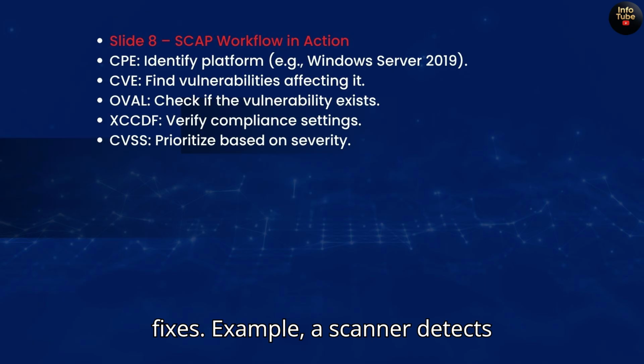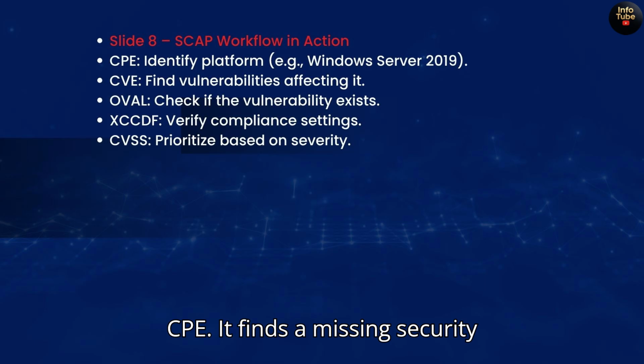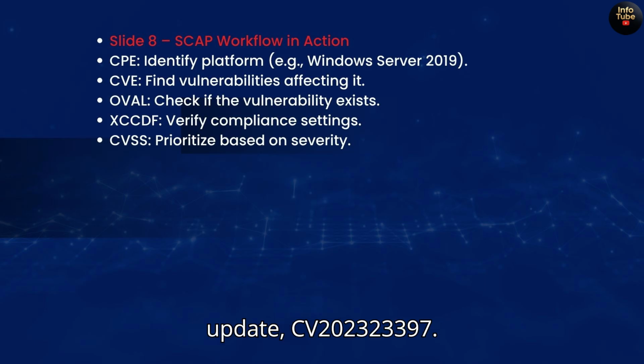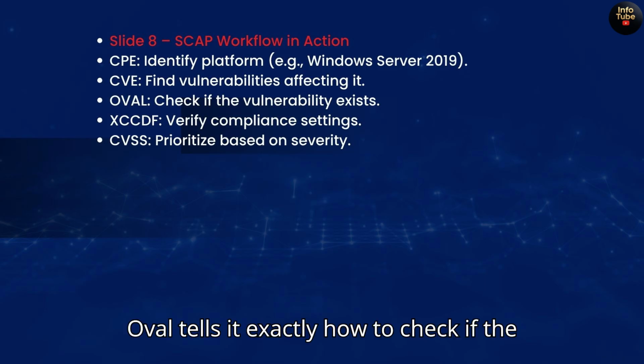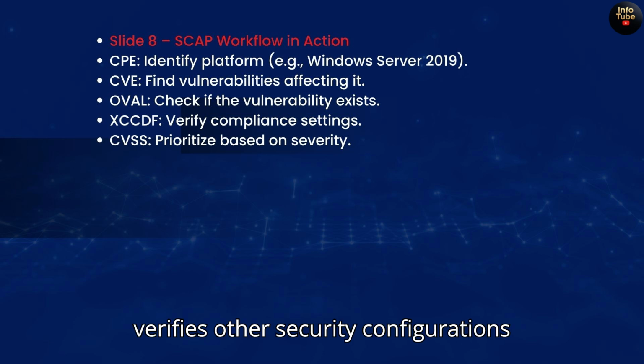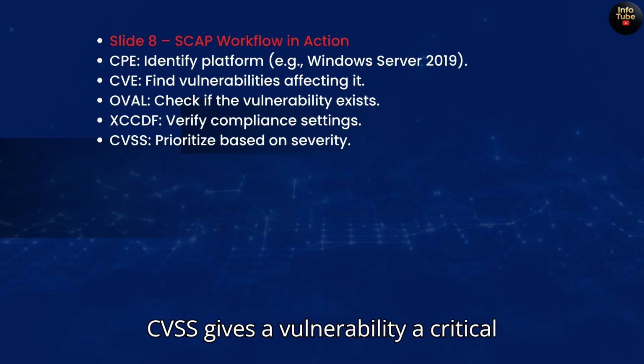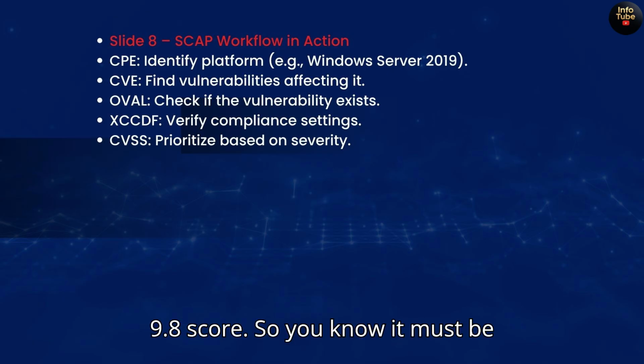Example, a scanner detects you're running Windows Server 2019 via CPE. It finds a missing security update, CVE-2020-3233397. OVAL tells it exactly how to check if the patch is missing. XCCDF verifies other security configurations meet CIS benchmarks. Finally, CVSS gives the vulnerability a critical 9.8 score, so you know it must be patched immediately.